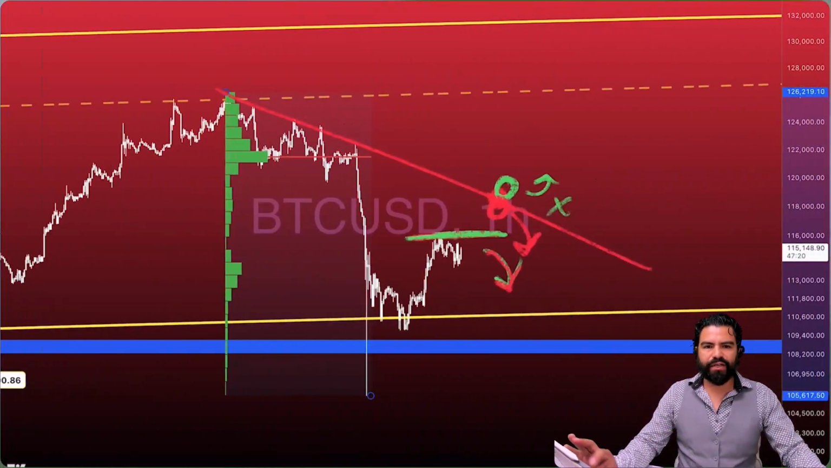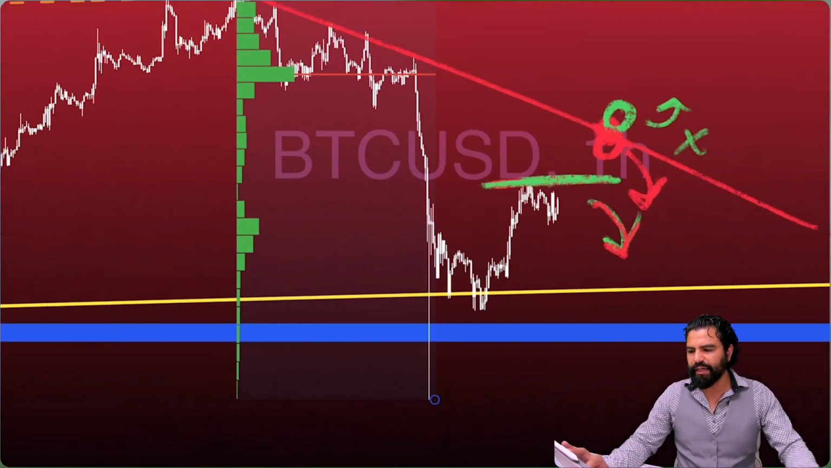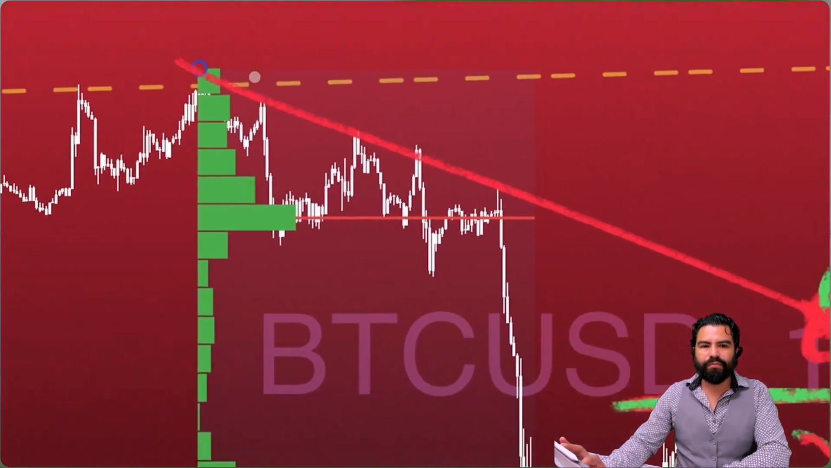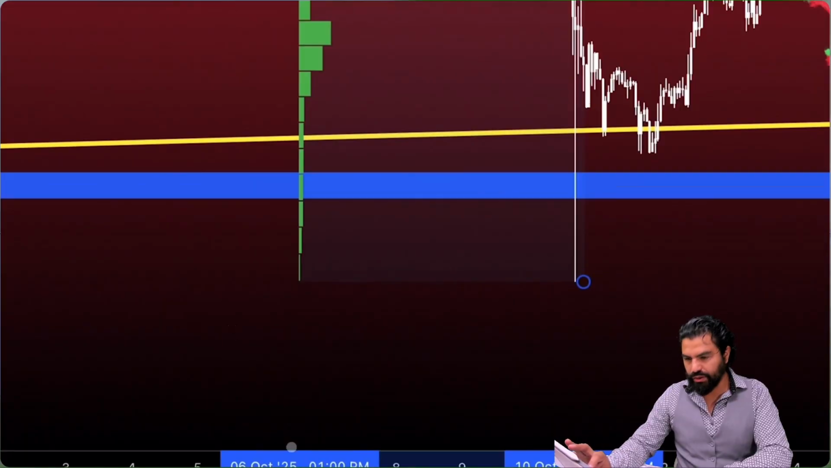Okay, so let's continue, and I'm going to show you now the Bitcoin trade on an hourly chart just this past week, so you guys can understand. You can use this on any time frame. Here is our top on Bitcoin. This is a 1 hour chart. This was on October 6th.